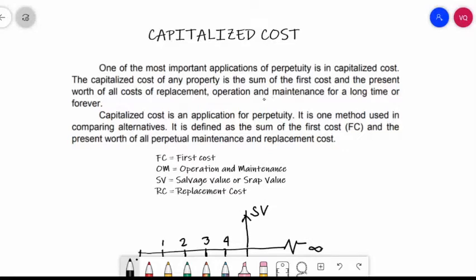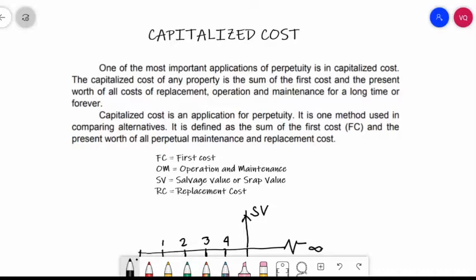The capitalized cost of any property is the sum of the first cost and the present worth of all costs of replacement, operation, and maintenance for a long time or forever. So capitalized cost is an application of perpetuity. It is one method used in comparing alternatives. It is defined as the sum of the first cost and the present worth of all perpetual maintenance and replacement costs.